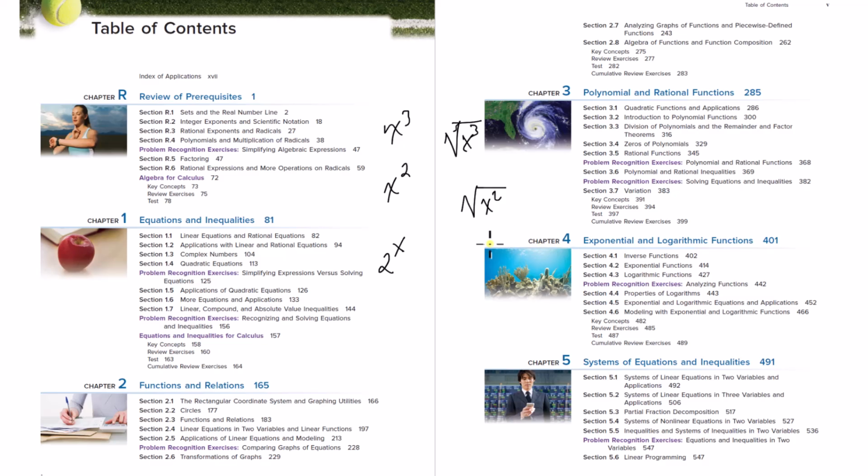And so what we're going to talk about first before getting into exponentials, we want to look at this idea of an inverse of a function. And that's what we're going to talk about in this opening section of chapter 4.